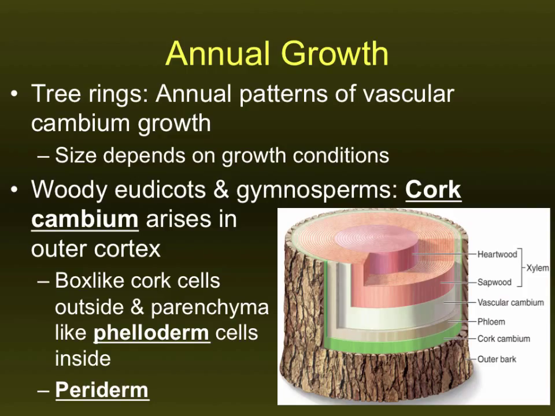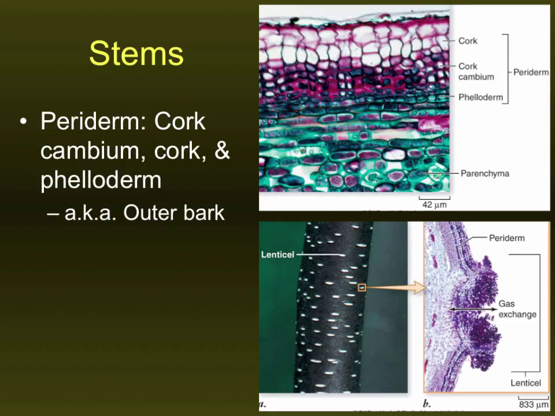Bark is also known as periderm. So if you see the term periderm, that is synonymous with the term bark. It's all the outer covering of the trunk in this case, in a tree. Stems also come with not only bark in some cases, but what are called lenticels.